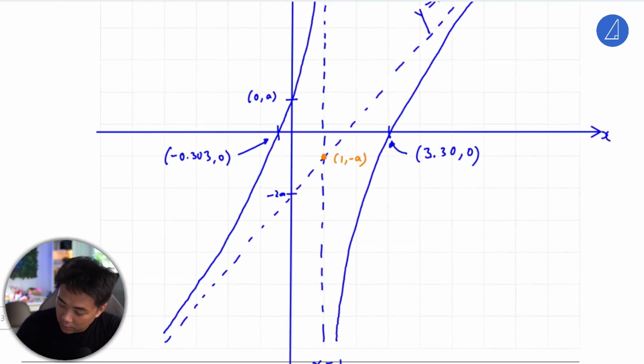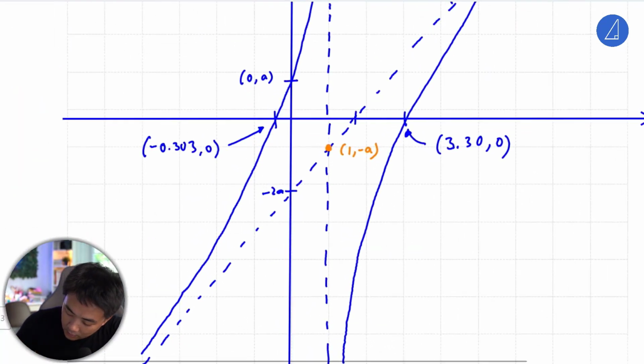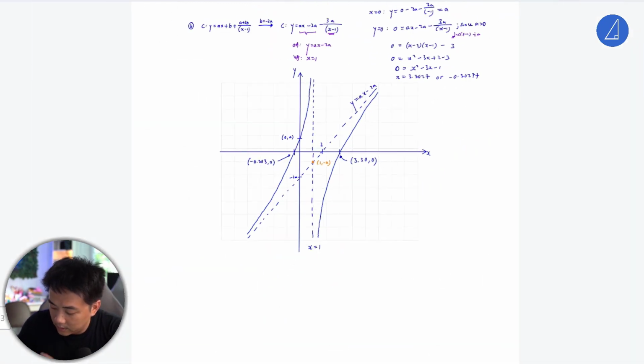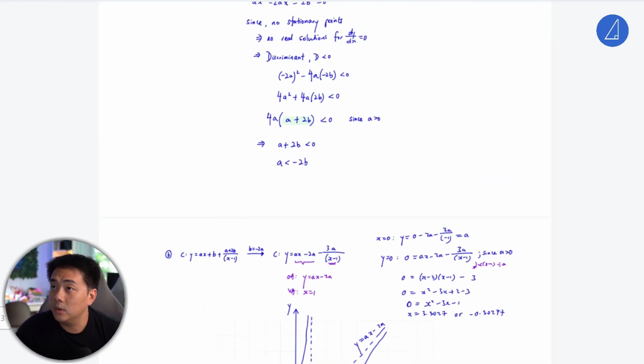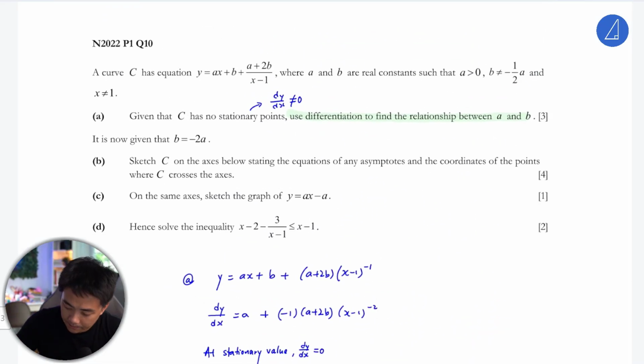Then you just label the rest. When y is 0, this asymptote here will cut at 2. So I just label this down nicely. Anything else I need to take note of? I think that's about it. So let's look at part C.